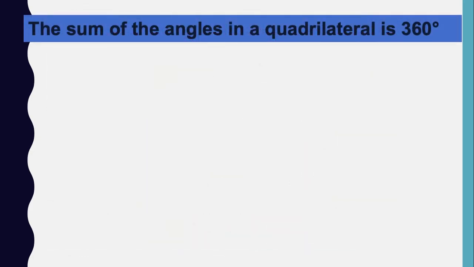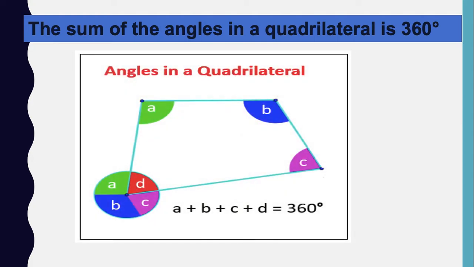Now we will speak about quadrilaterals. That is a quadrilateral, a four-sided figure. So what about angles in a quadrilateral? Here, how many angles are there? Four sides, right? Four angles will be there. So angle A plus angle B plus angle C plus angle D is 360 degrees. When you add these four angles together, you will get 360 degrees.